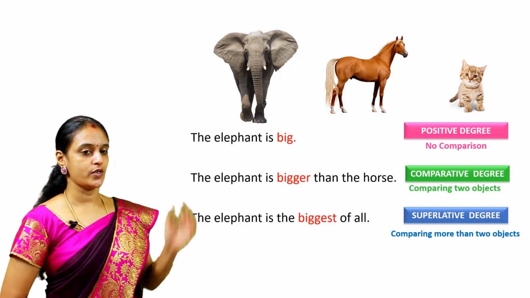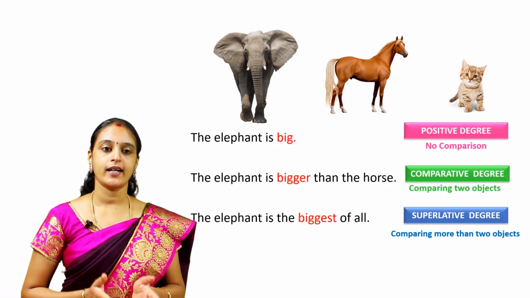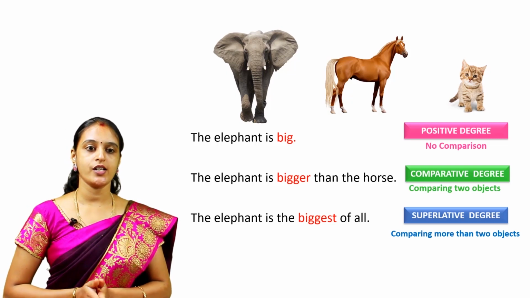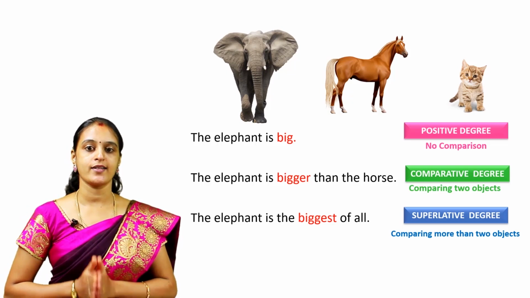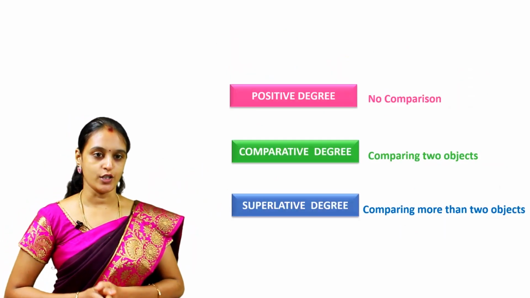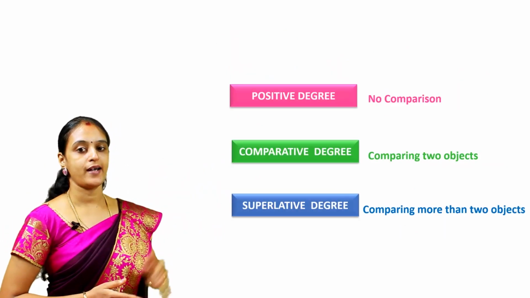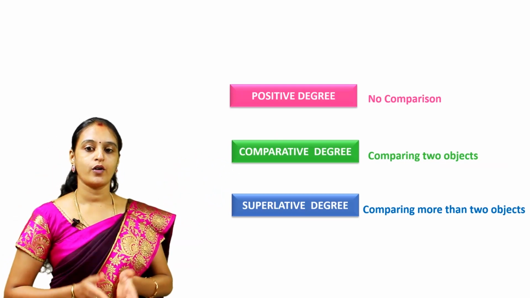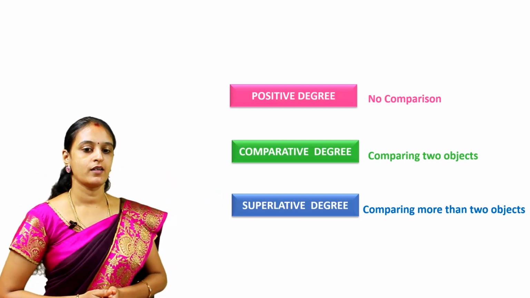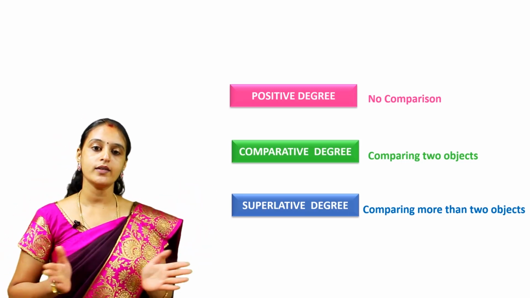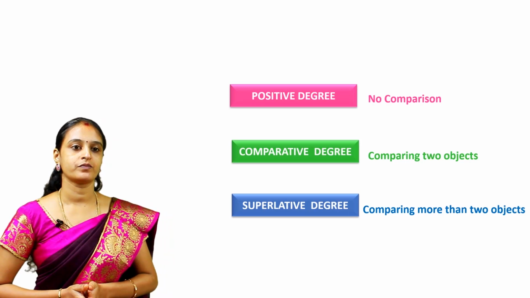Now, you can notice the change that happens in an adjective is the main reason for the change in the degree of comparison of a sentence. Positive degree is used when there is no comparison. Comparative degree is used for comparing two objects. Superlative degree is used for comparing more than two objects.